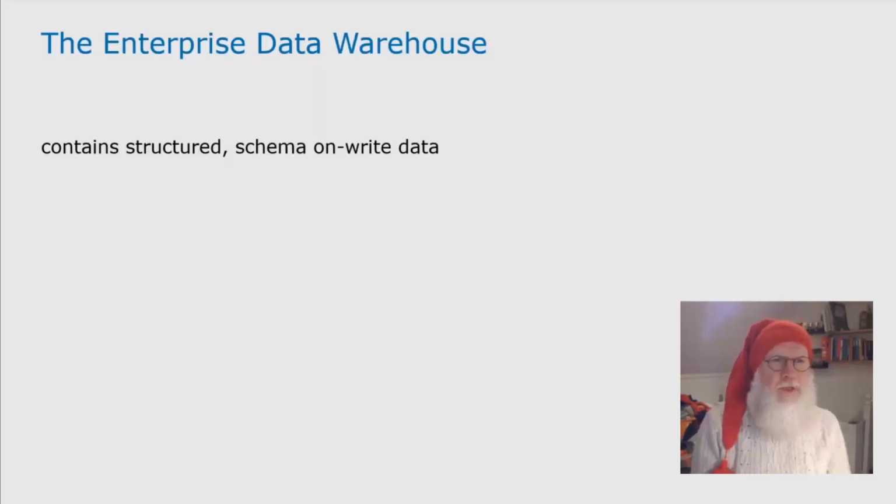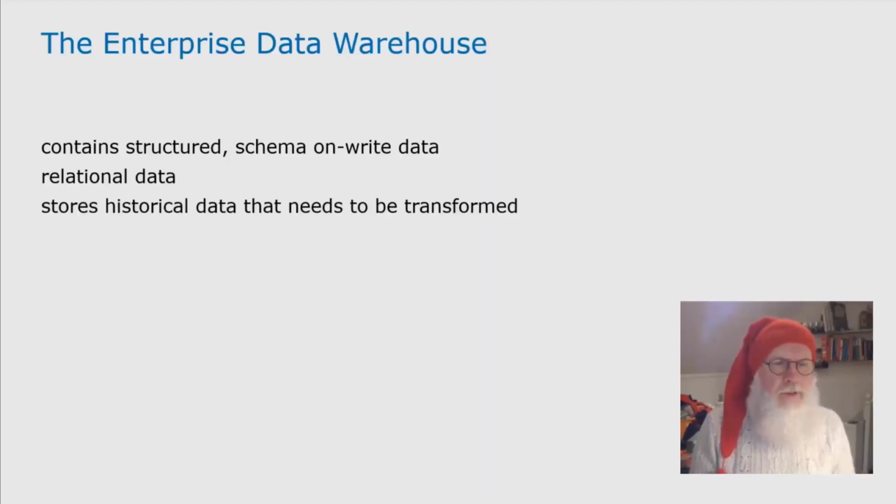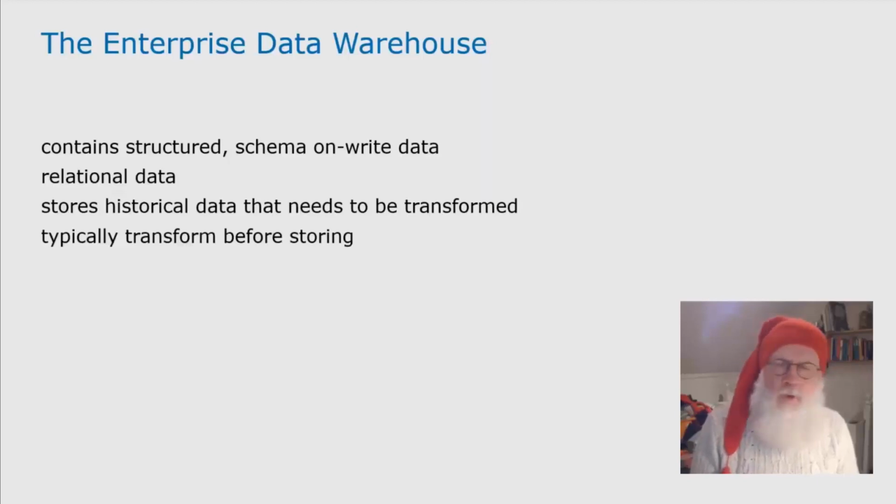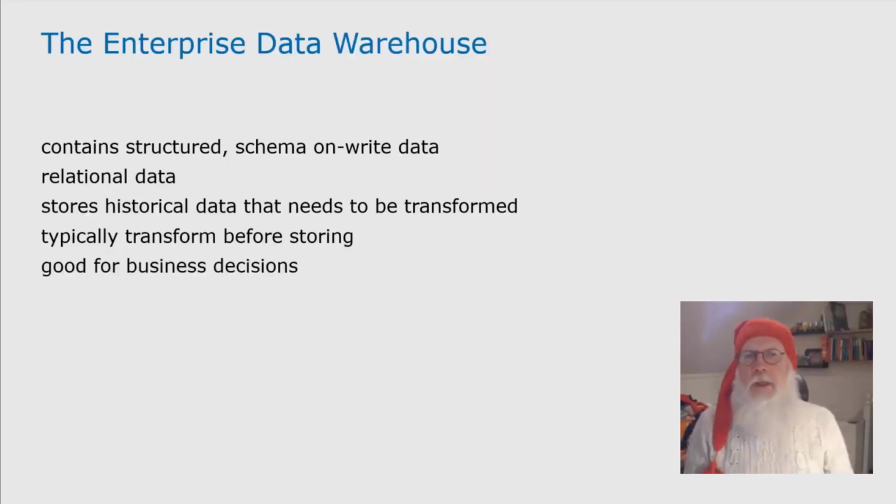Enterprise data warehouses contain structured, schema-on-write data. They are relational, and as mentioned, they store historical data that needs to be transformed and qualified. And you typically transform them before you store them into their final version, though they can go in stages. And typically your data warehouse is very good for business decisions and to see how your operations are running.